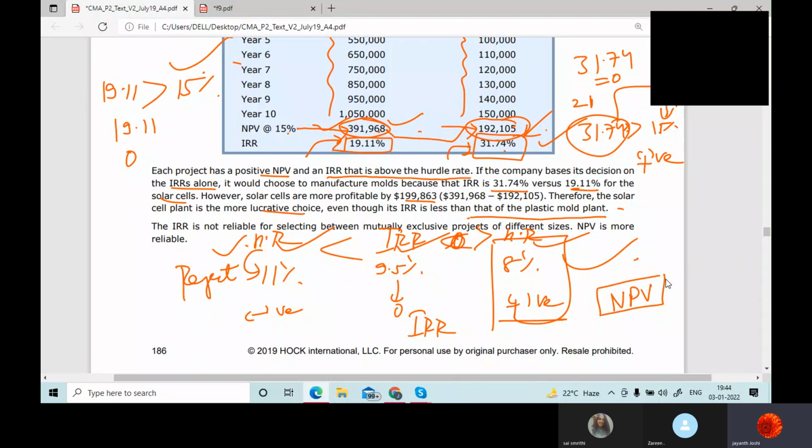Which one? Hello. Hello. I'm asking which one is more reliable?